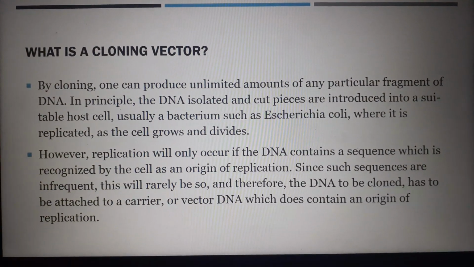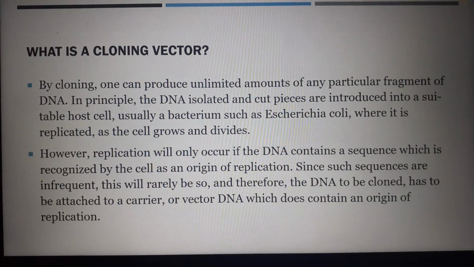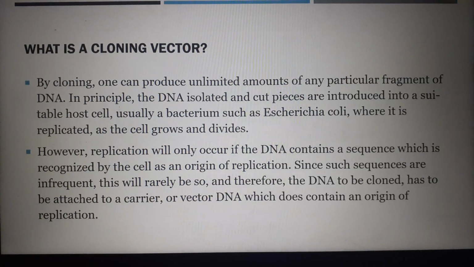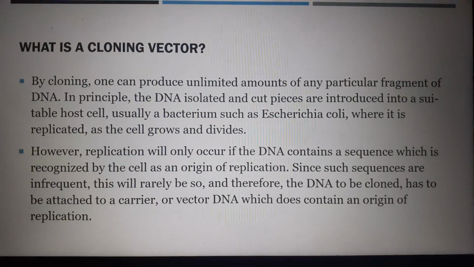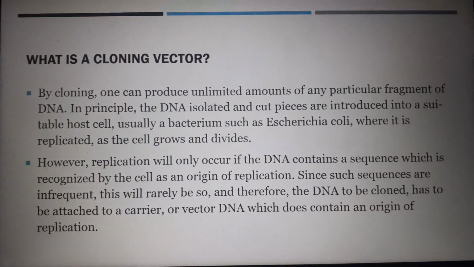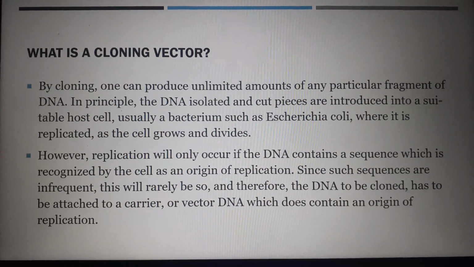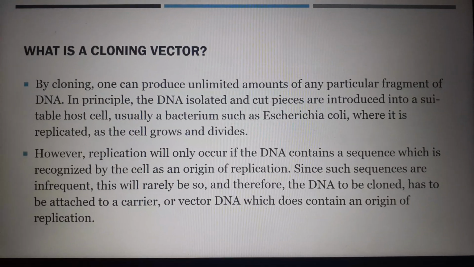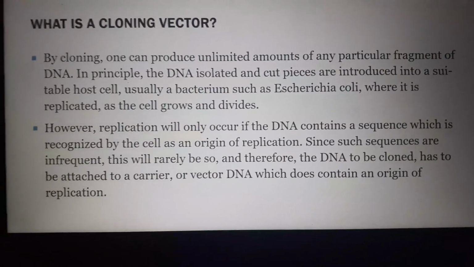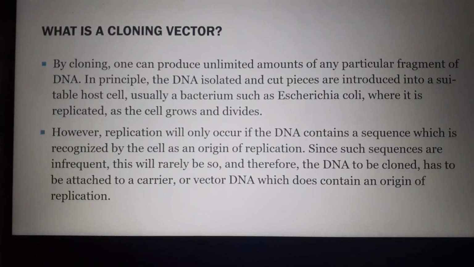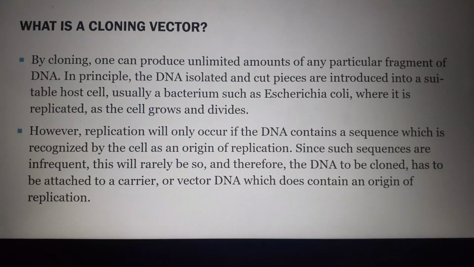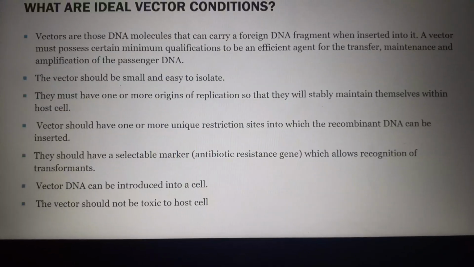However, the replication will only occur if the DNA contains a sequence which is recognized by the cell as an origin of replication. So when we introduce our isolated DNA, what we have selected, the vector has to have an origin of replication. Since such sequences are infrequent, the DNA to be cloned has to be attached to the carrier, or the vector as we can call it, which has an origin of replication.